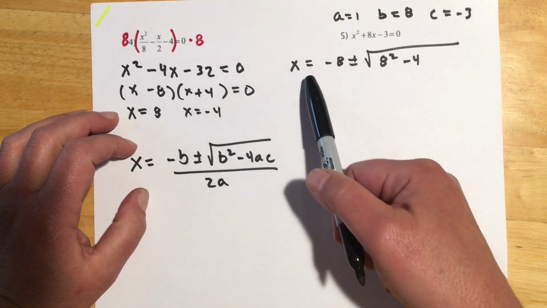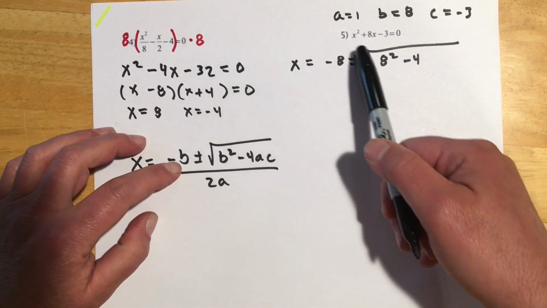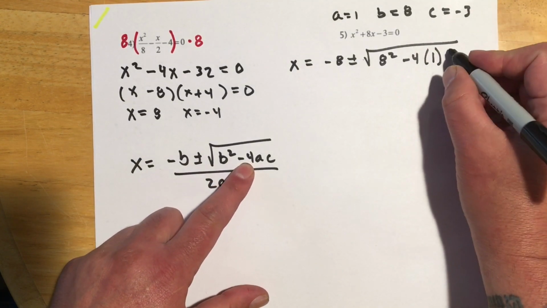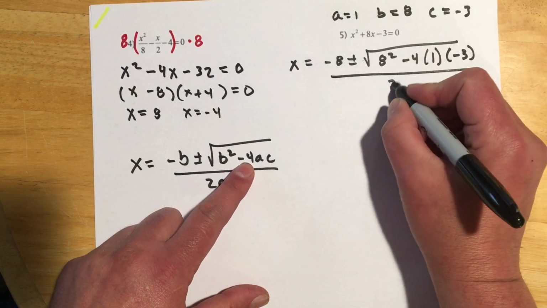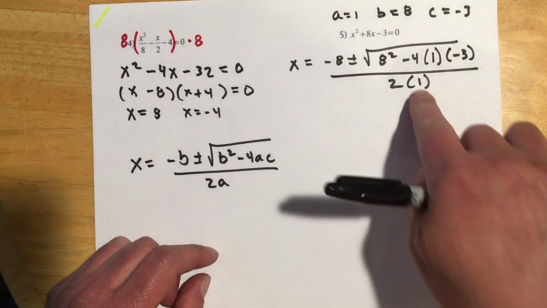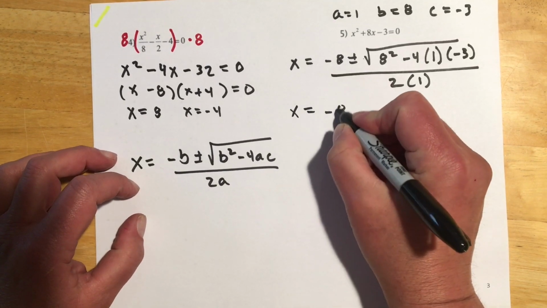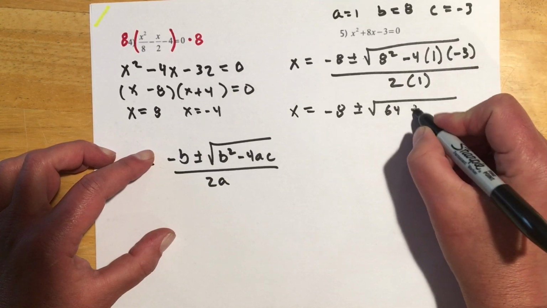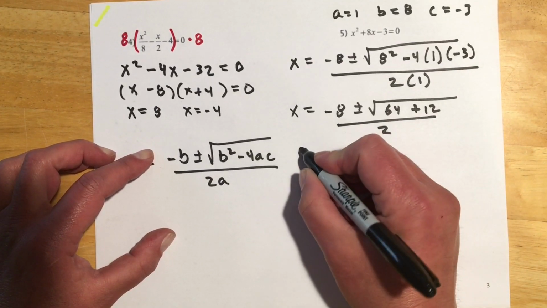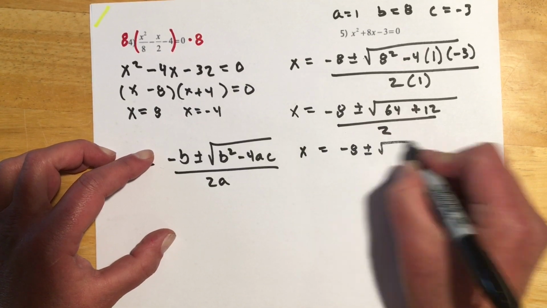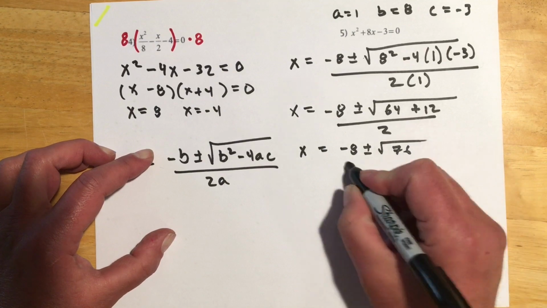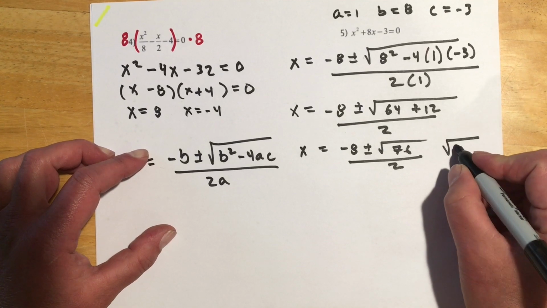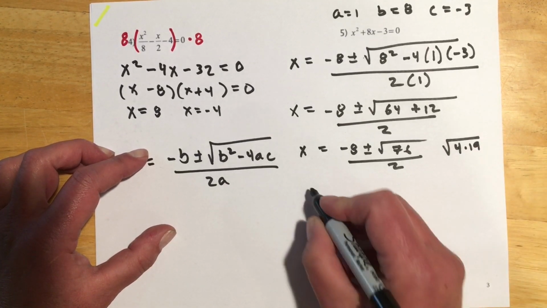I'm just going to put these in here and grind out the math. So that will be x equals negative 8, so 8 going in for b, plus or minus the square root of 8 squared minus 4, where a is 1 and c is negative 3, and then all over 2a, so a is 1 again. Then x equals negative 8 plus or minus the square root of 64, minus and minus makes plus 12, over 2. x equals negative 8 plus or minus the square root of 76, over 2. And 76, unfortunately, is 4 times 19, so I can simplify that a little bit.